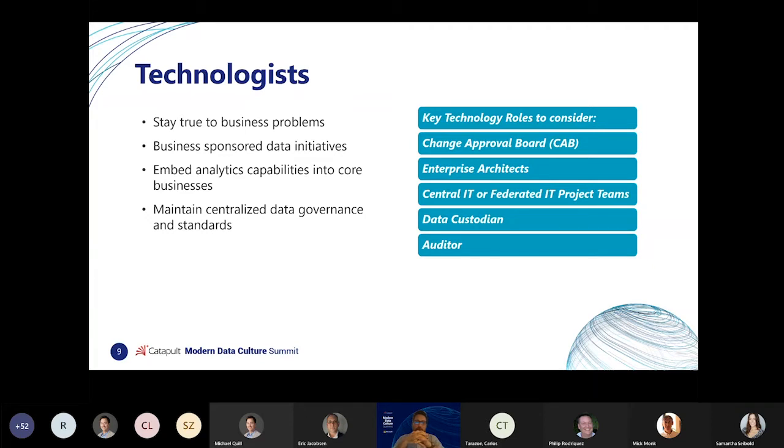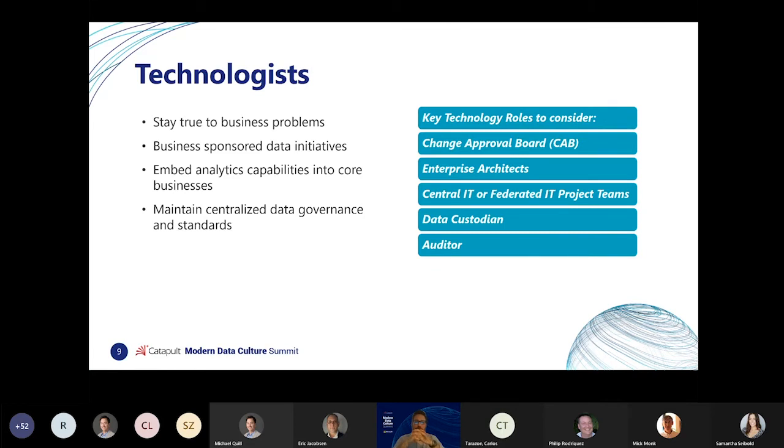Some of the key things that help result in a successful rollout tie back to the business. Having the technologist stay true to the business problems, taking the time to learn enough about the business to understand what those problems are, and tying the work you're doing back to those business problems, making sure you're still on the mark.